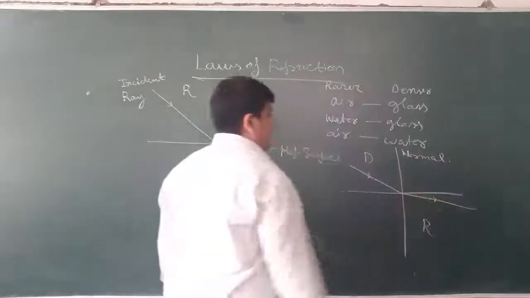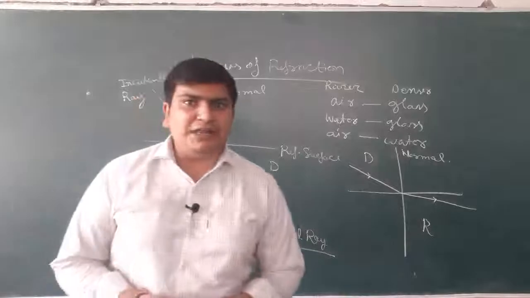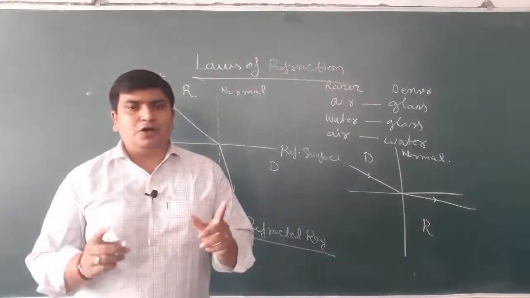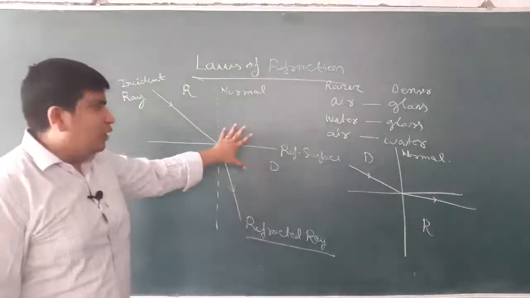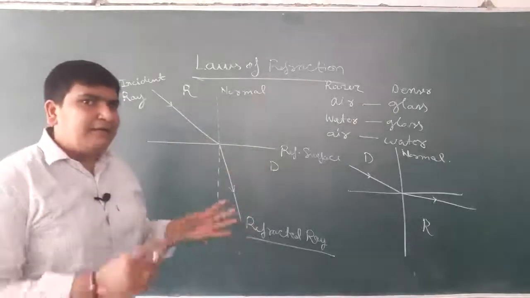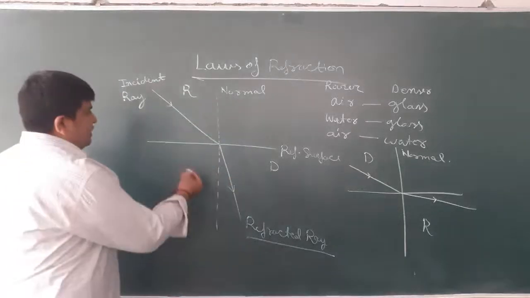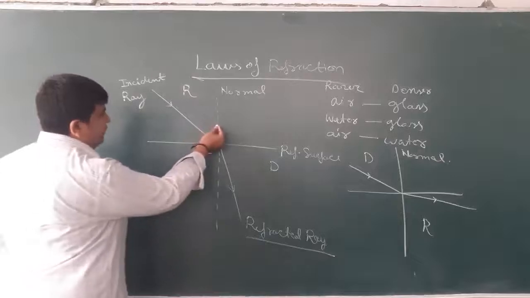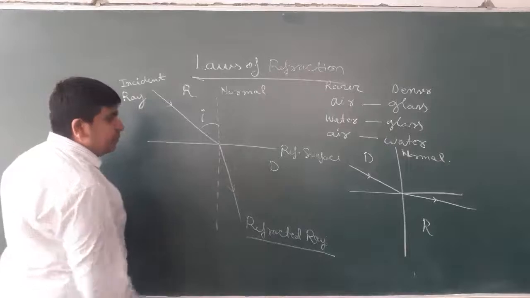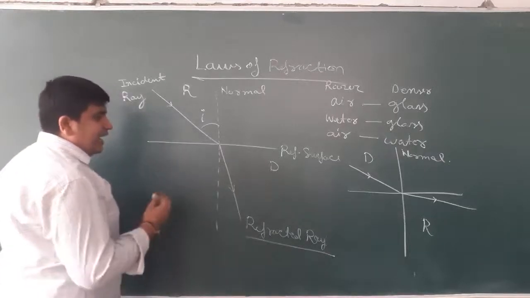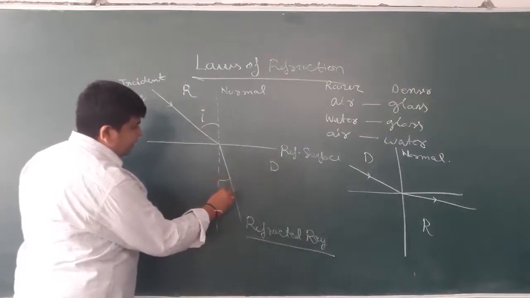So this fundamental phenomenon is called refraction, and most importantly, refraction has two fundamental laws. The first law is that the incident ray, refracted ray, refracting surface and normal all lie on the same plane, and right now they are present on the plane of this board. The angle of incidence is the angle between the normal and the incident ray, represented by angle I. The angle of refraction is the angle between the normal and the refracted ray, R.